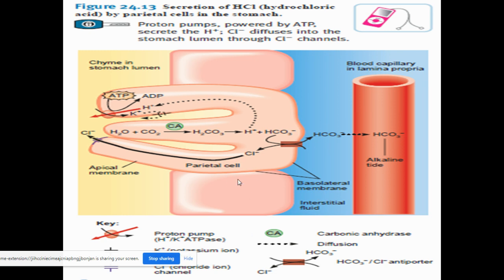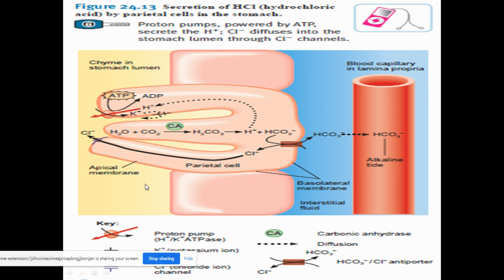So this is the parietal cell. You can see they are present in between the other cells. The attachment of the parietal cell with the other cells is called the basolateral membrane, and the side protruding into the lumen is called the apical membrane. So this HCl is secreted through the apical membrane.